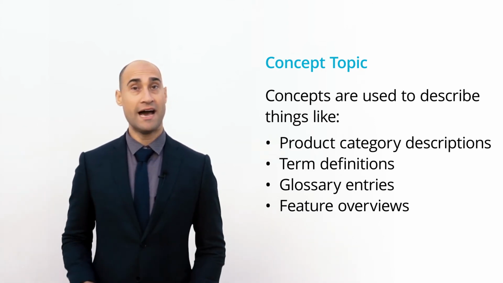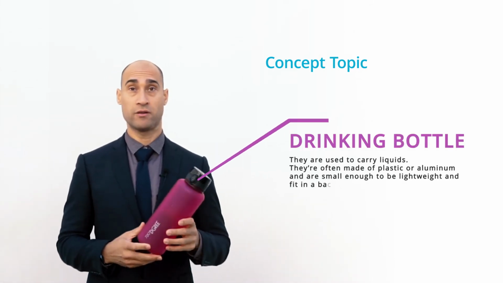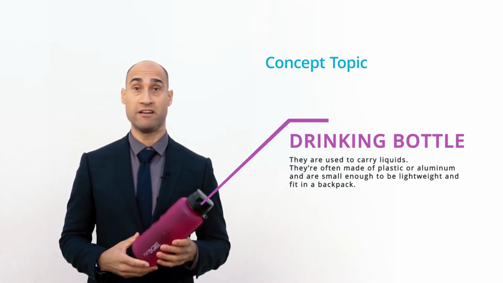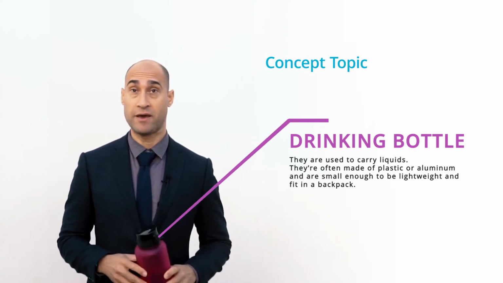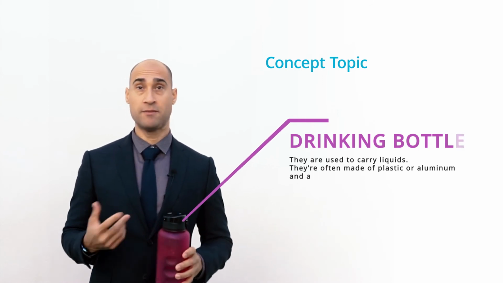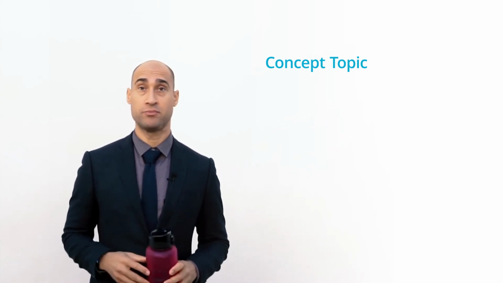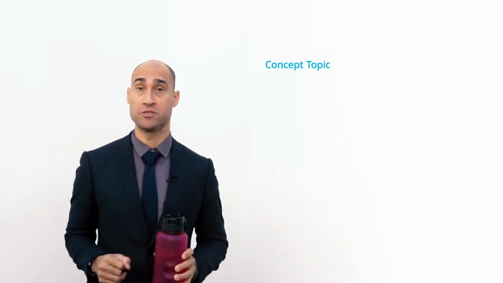For example, I could tell you about the concept of drinking bottles. And I could say drinking bottles are used to carry liquids. They're often made of plastic or aluminum, and they're small enough to be lightweight and fit in a backpack. That's the general concept of a drinking bottle. Concepts have subblocks, like a short description and examples.